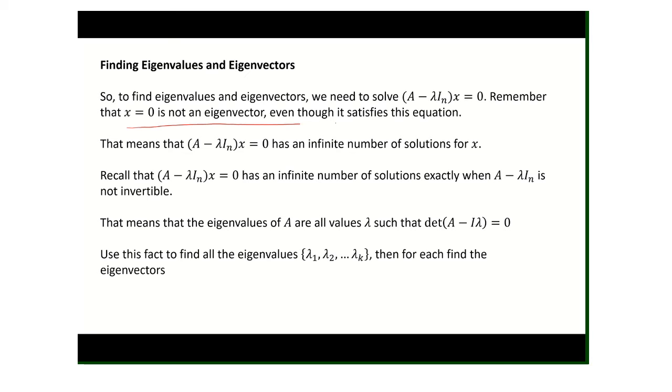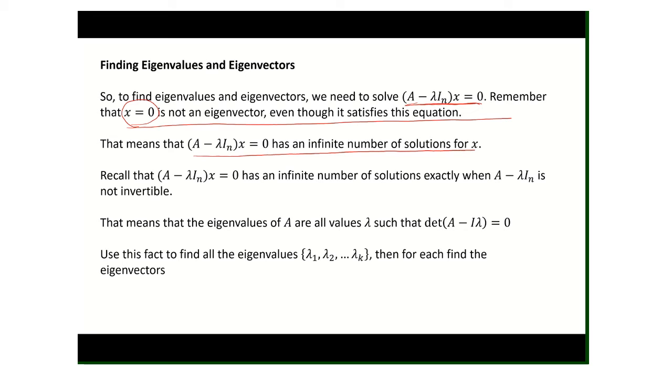So to find eigenvalues and eigenvectors, we have to solve that equation. And just remember that x equals 0 is not an eigenvector, so we're looking for a non-zero value that satisfies that equation. Remember one of our properties: if we have one vector that satisfies it, any multiple of that vector satisfies it. So that means there are infinitely many solutions. So that product has to have infinitely many solutions.